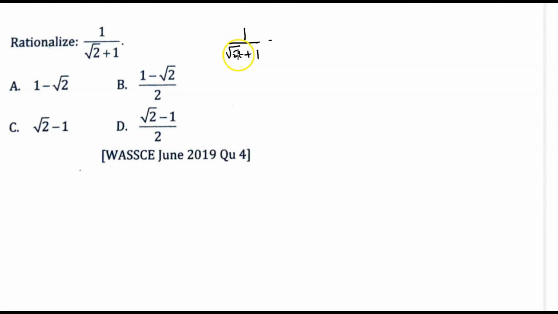So how do we rationalize binomial surds? You simply have to multiply the denominator by the conjugate of it. And how do you determine the conjugate? Determining the conjugate is simply changing the operational sign there, and therefore you get the conjugate of the binomial surd. So what do you think? Your guess should be right. The conjugate of root 2 plus 1 must be root 2 minus 1.